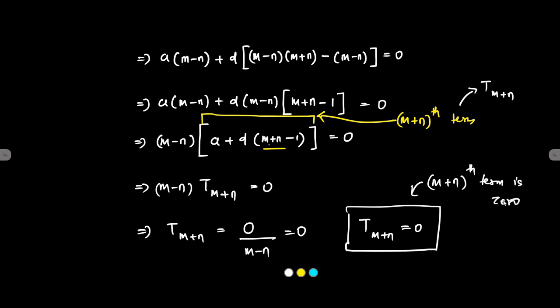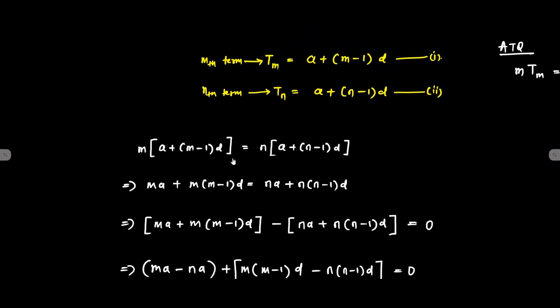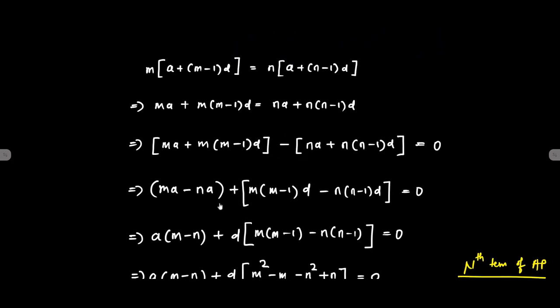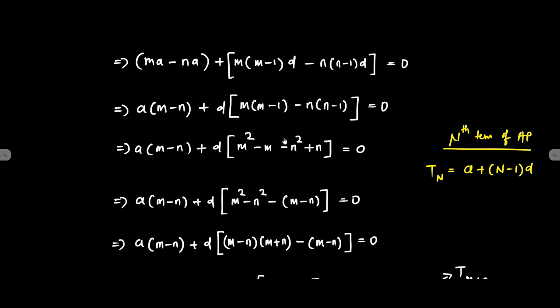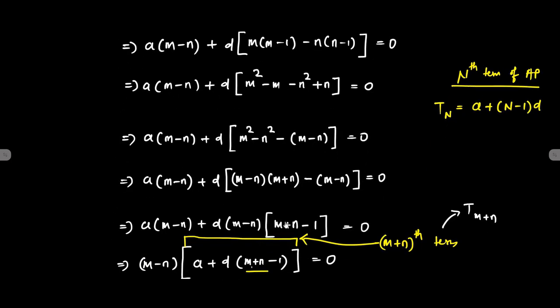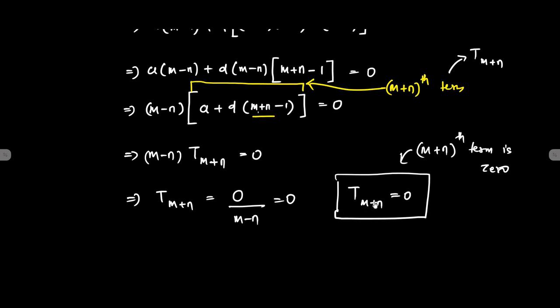Okay, so same thing: first we wrote the expression for the mth term, then we wrote the expression for the nth term, small m small n, then we equated both sides, then we subtracted and rearranged the terms, taking small a, that is the first term, and the common difference common. Then using some basic algebraic identities, we rearranged the whole equation in such a format that we got the m plus nth term, and we proved that the m plus nth term is equal to 0.